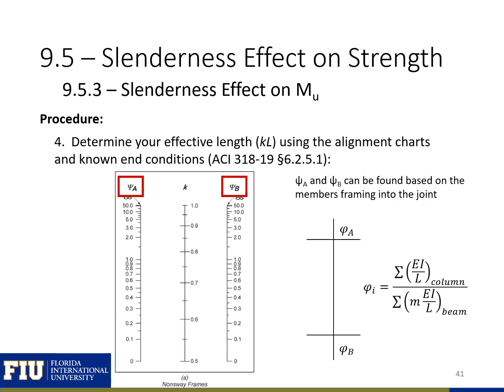We'll next need to determine our effective length, or KL, using the alignment chart and our known end conditions. Remembering that infinity is for a pinned end condition and 0 is for a fixed end condition, and we're between 0 and infinity if we're restrained by beam members and have something in between pinned and fixed.